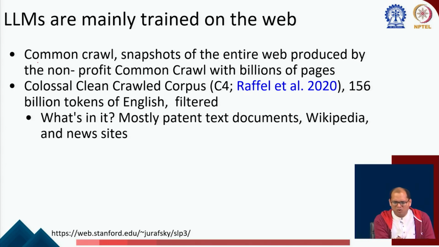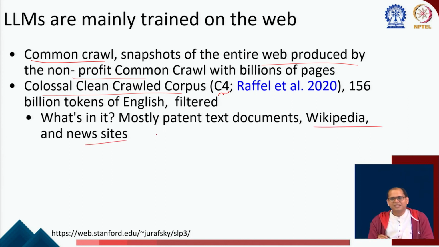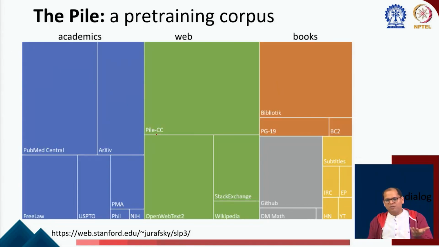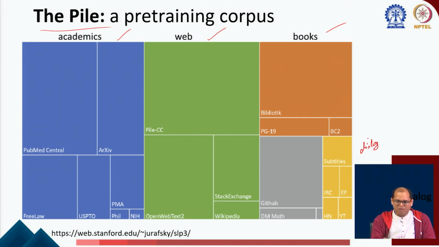Now, what kind of data do people use? Typically Common Crawl is the data set that has an entire web snapshot produced by the non-profit Common Crawl, with billions of pages. Another very popular data set is C4, the Colossal Clean Crawled Corpus, which has 156 billion tokens of English which are filtered. It has mostly patent text documents, Wikipedia and news sites. Another very popular pre-training corpus is called the Pile, which has data from academics, web, books, and a lot of dialogue data sets. For academics, you have all the arXiv data set and PubMed Central and so on.